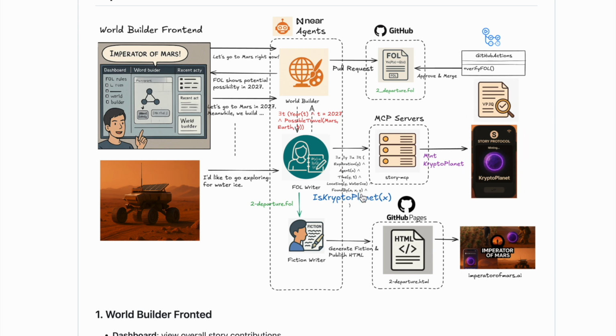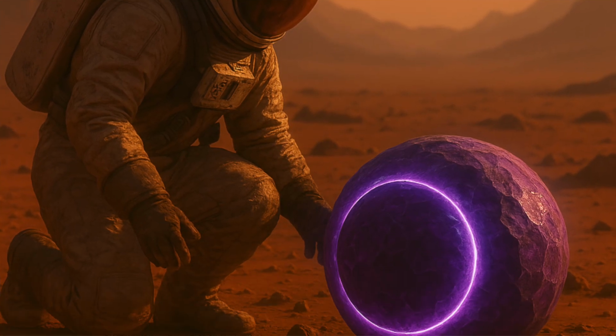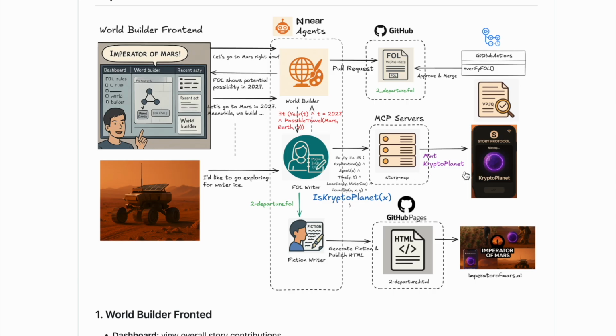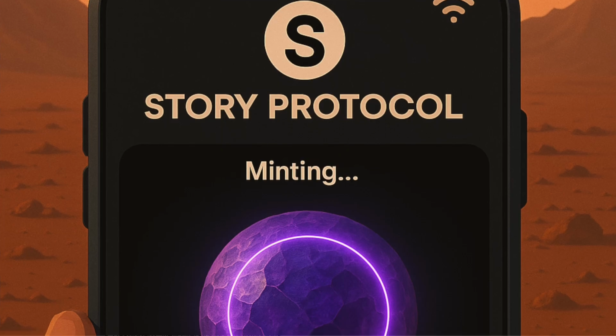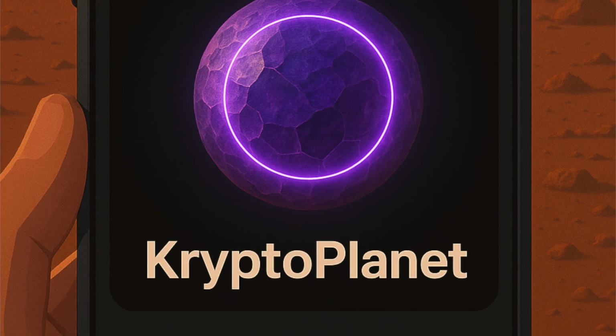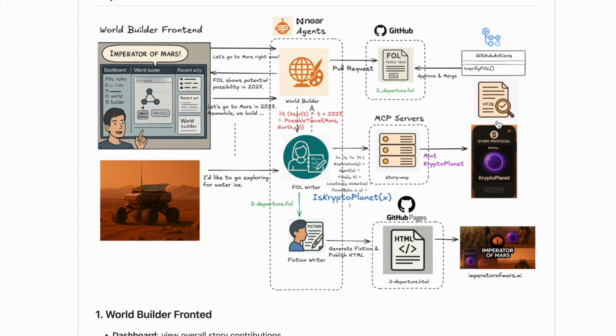Now, for the Web3 magic. Every contribution you make is confirmed with your wallet signature, proving it's you. And importantly, when something unique like Crypto Planet is discovered in the story, our Story Protocol MCP module kicks in. It talks to Story Protocol to mint that discovery, turning it into a registered IP asset on the blockchain.